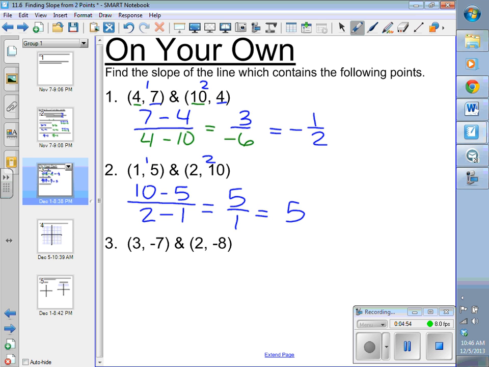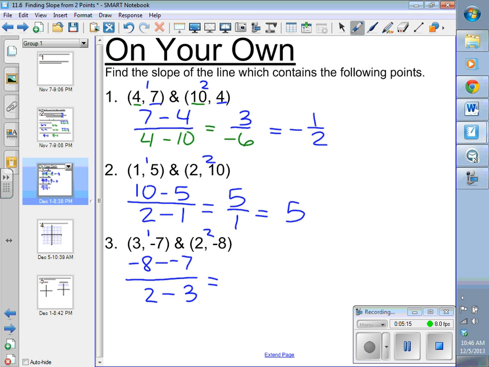This last one, again labeling 1 and 2 just so we stay in order. I get negative 8 minus negative 7, and I get 2 minus 3.